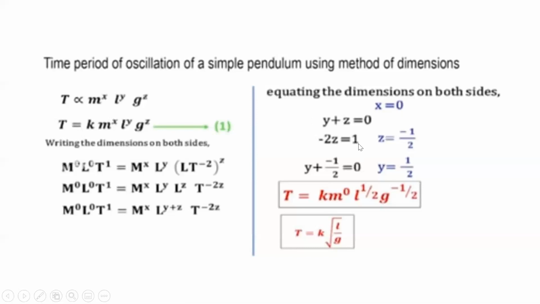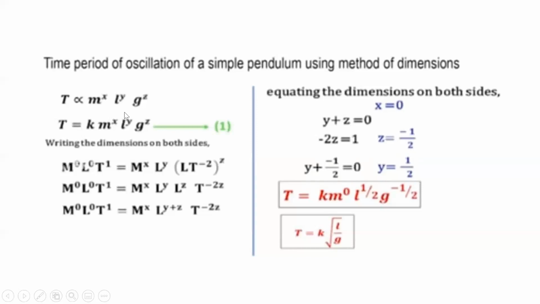Now if minus 2z is 1, taking minus 2 to the other side, z is equal to minus half. So we got x and z. To find y, we can put this z in this expression. So you will get y plus, instead of z, I have put minus half. Y plus half is equal to 0. So when we take half to the other side, you will get y is equal to half. Now we got x, y, and z.